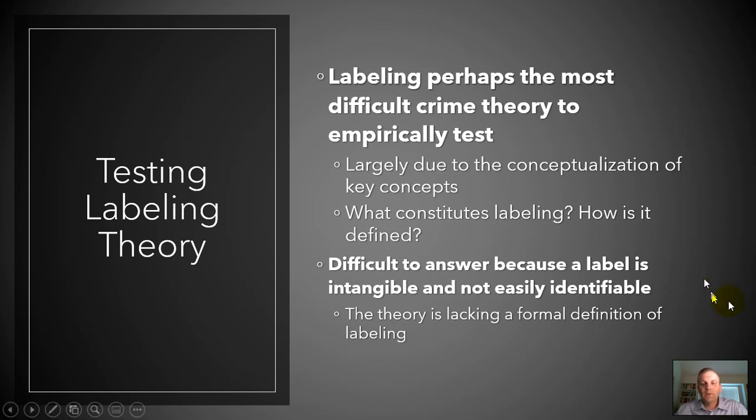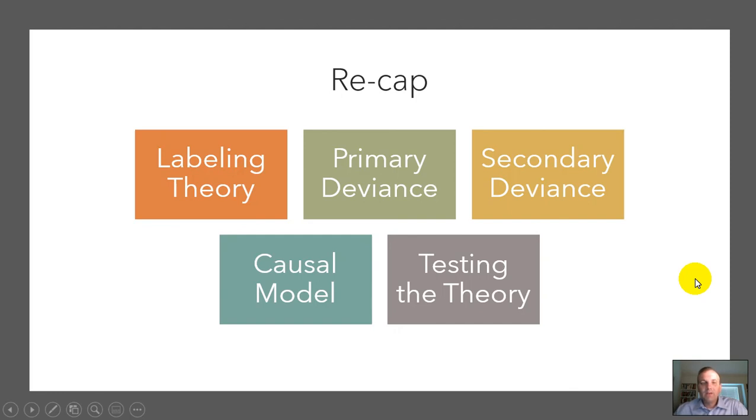All right, so beyond that tangent, it's difficult to answer because a label is intangible. It's not easily identifiable. The theory is lacking a formal definition of labeling, and that's one of the biggest criticisms of this theory. It's one of the least empirically tested and validated, but it's certainly interesting, and there are some good qualitative research articles out there that address labeling theory.